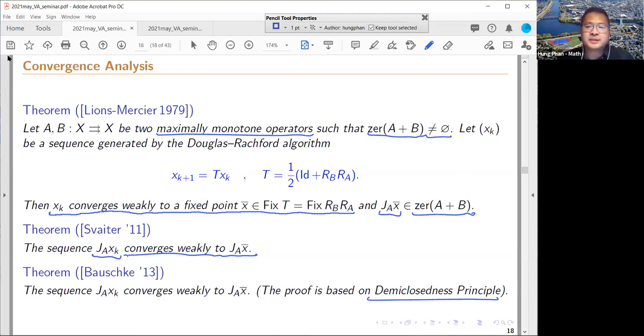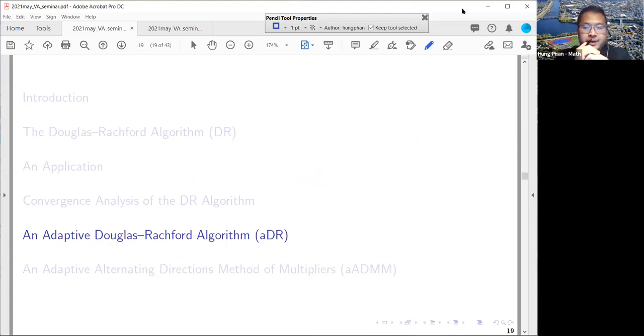So, but these are the three results that motivate us to construct our results. Okay. Now let me move on to the next part, where I will talk about the adaptive Douglas-Rachford algorithms.